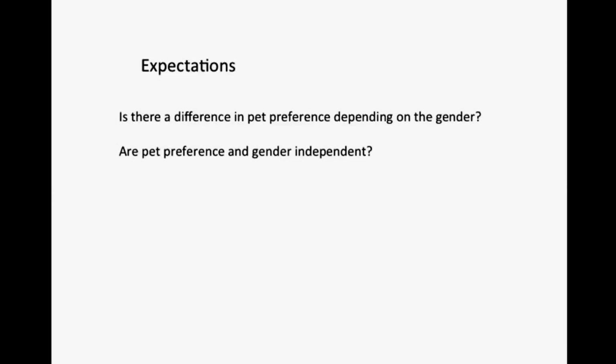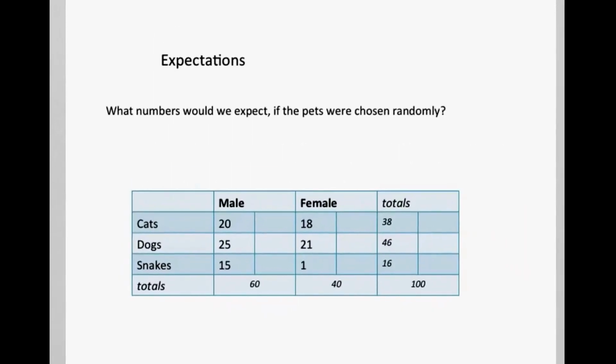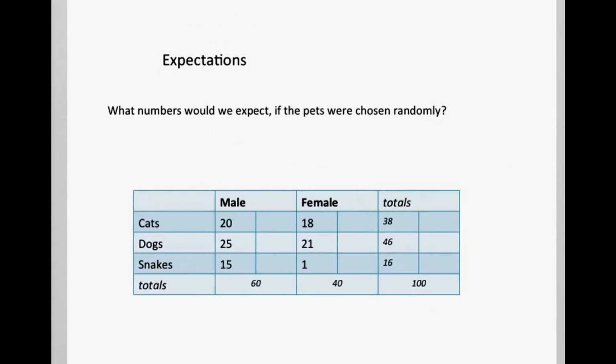Or is there a gender-specific preference? How are we going to do that? Well, we can calculate expectations or expected numbers. So how are we going to do that? Now, first of all, what we can ask is, what numbers would we expect if the pets were chosen randomly?